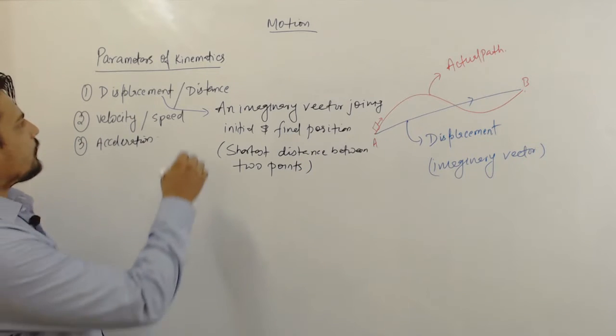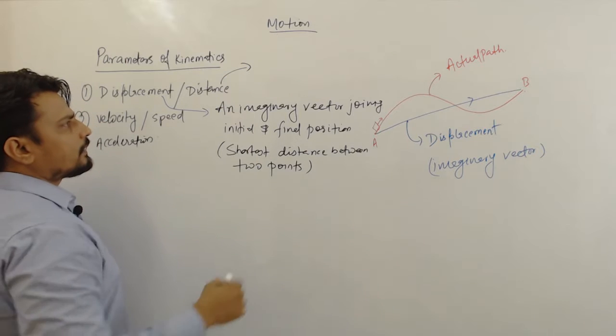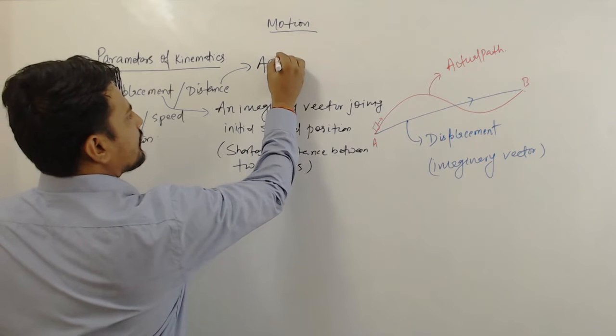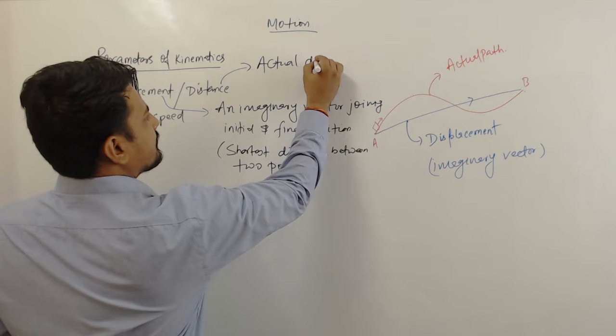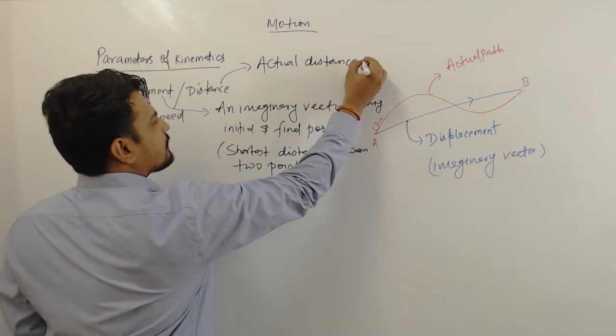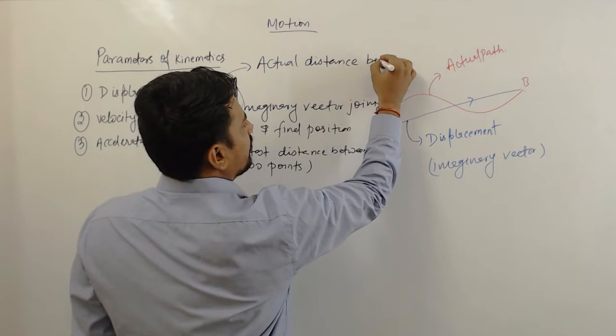डिस्टेंस को हम लोग थोड़ा सा समझते हैं. This is the actual path, or actual distance, or you can say actual length between 2 points.